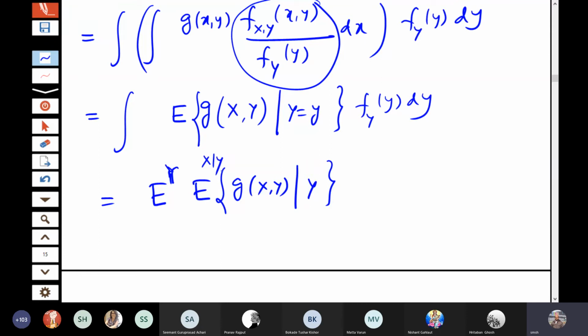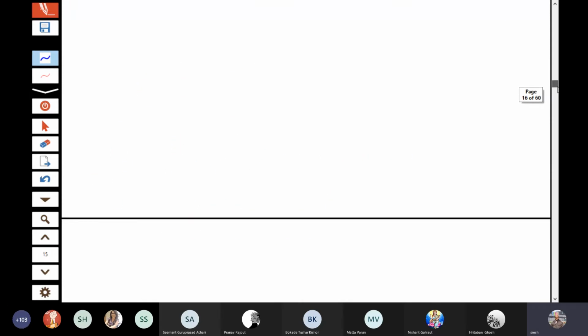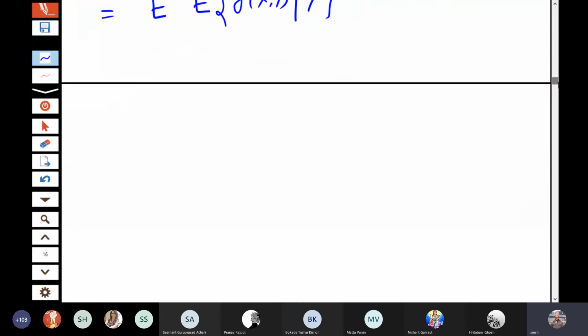The proof will be similar if, in place of this double integral, I write a double summation. And I can also interchange the roles of x and y here. I can divide by the marginal of x also. If I do that, then this will become the expectation of y given x, and here it will become the expectation with respect to x. So we then get the following result, which I state here.